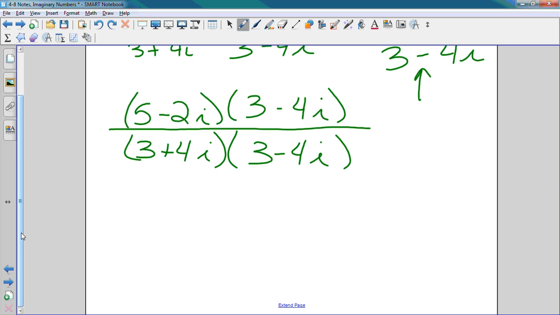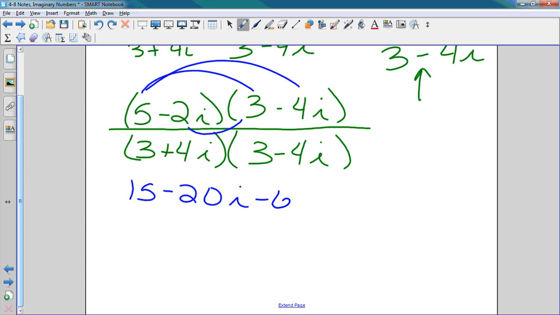Go ahead and distribute and FOIL the top and the bottom. This is going to give me 15 minus 20i, minus 6i, plus 8i squared.